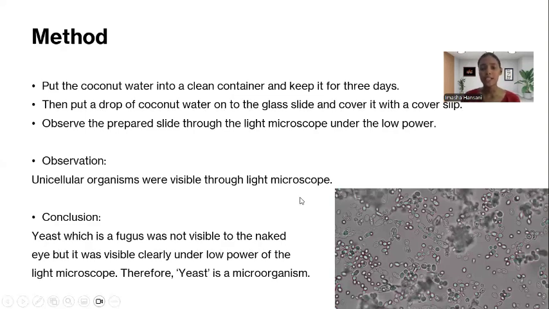And the conclusion is, I told you that we observed a fungus. Remember, a fungus, which is a type of microorganism, under the light microscope. Suppose we take the coconut water and look into it. Can we see yeast like this? Can you see an image like this in coconut water? No, right? Even though we can't see it with our naked eye, now we can see it, because it is visible under the low power of the light microscope. So we can conclude that yeast is a microorganism.